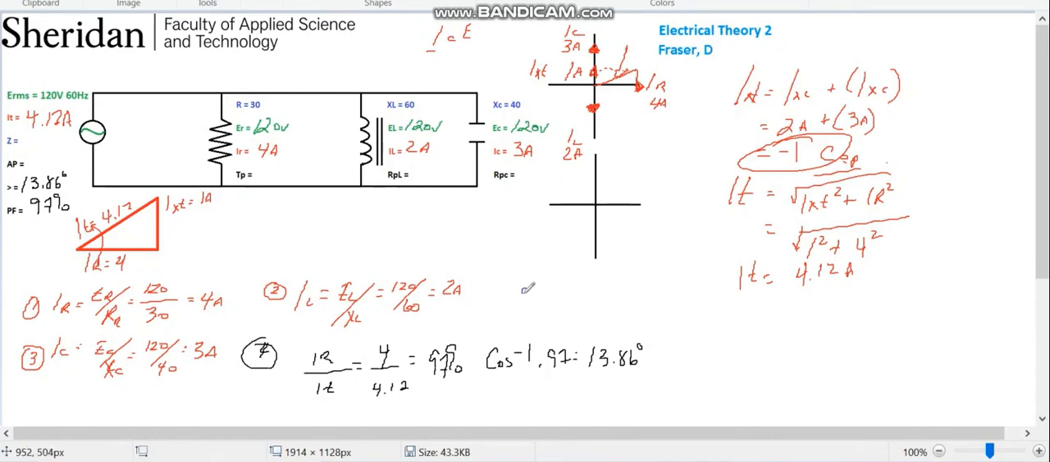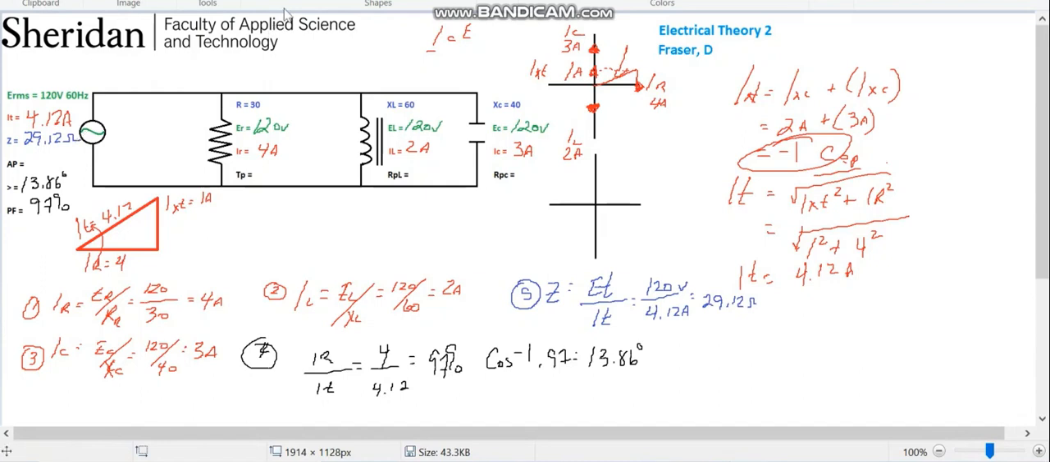I'll go step number 5. Solve for Z, and Z is equal to my ET over my IT. So I've got 120 volts divided by my amperage total of 4.12 amps. That gives me a total of 29.12 ohms.